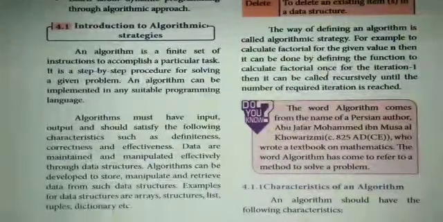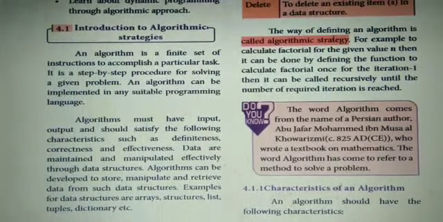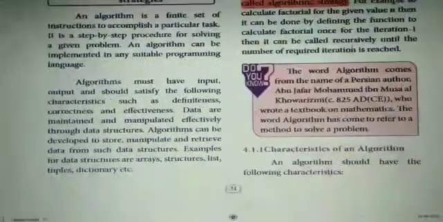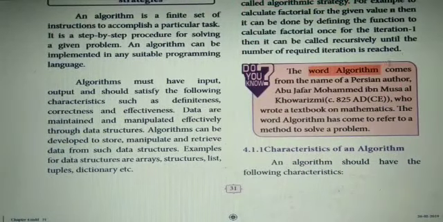The way of defining an algorithm is called algorithmic strategies. So algorithmic strategy means the way in which we define an algorithm. That method is called algorithmic strategies. The word algorithm comes from the name of the Persian author Abu Ja'far Muhammad ibn Musa al-Khwarizmi. From this person the algorithm was introduced.